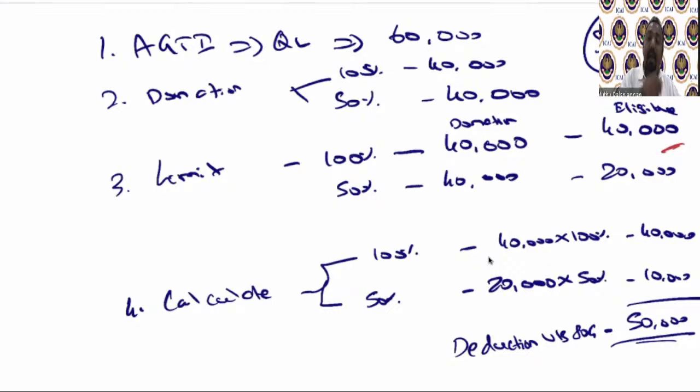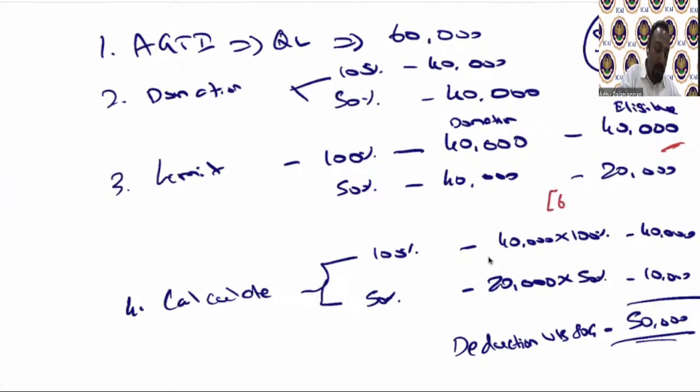The next step, I'm left with only 20,000. How is this 20,000 arrived? It is basically 60,000 minus 40,000, which is this 20,000. So I'm only eligible for 20,000. So I cannot claim this 40,000. I am eligible for 20,000. Now this 20,000 will be deemed to be a donation, not the deduction. So it is an eligible donation.